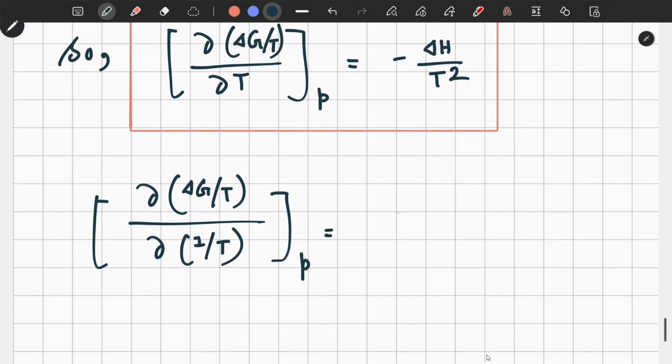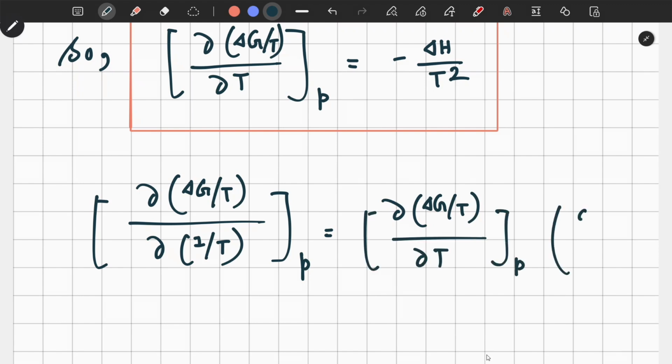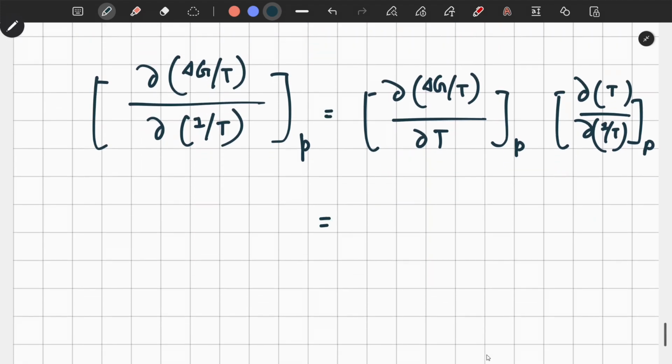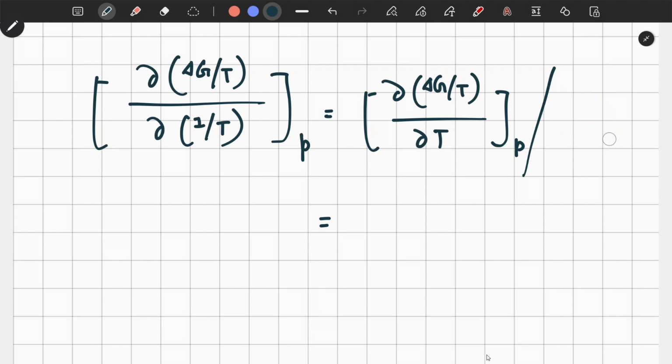So you can calculate delta H plus it as... just change the denominator variable, like this, correct? Or you can do it like this, and this is minus 1 by T square. T square.